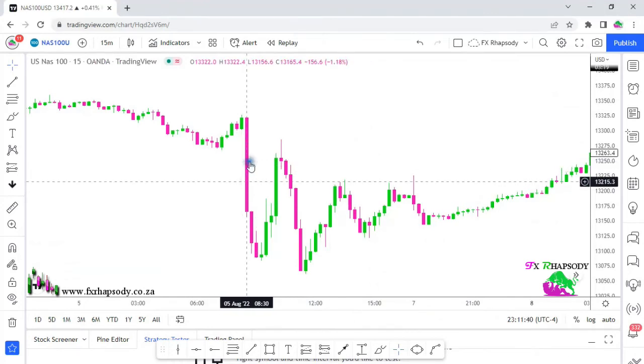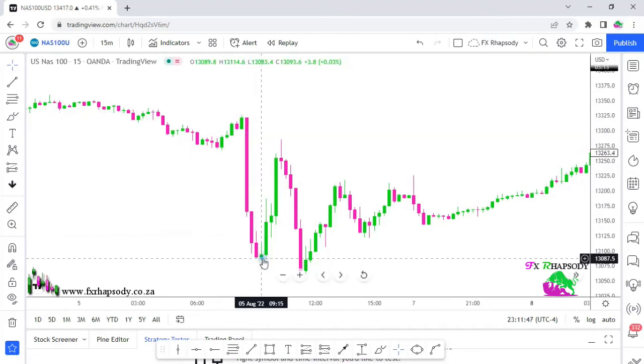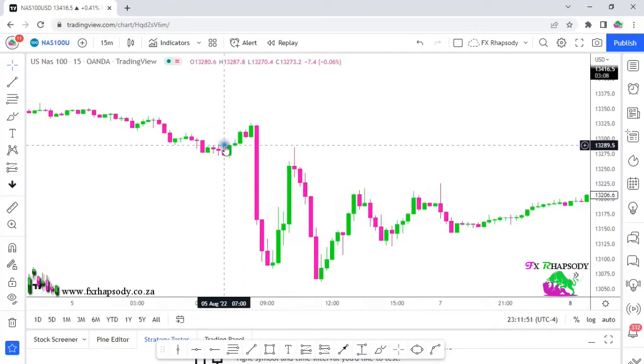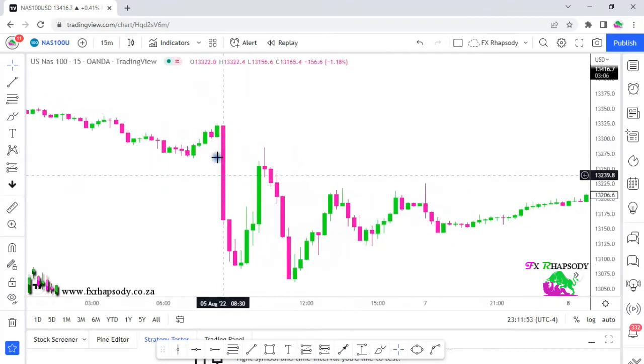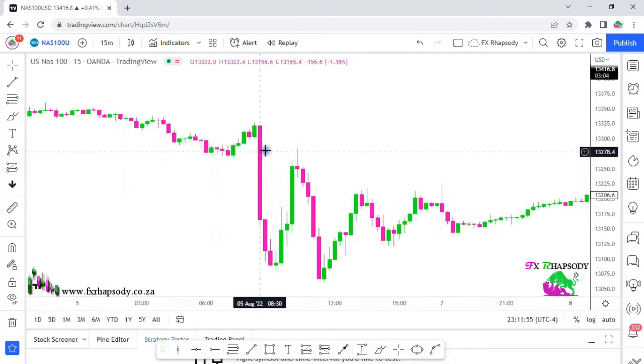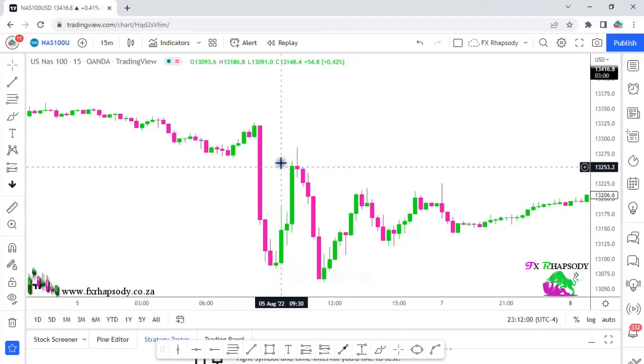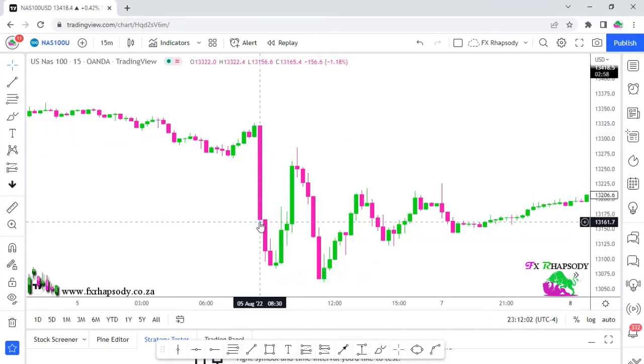The non-farm came out and the unemployment rate, and as you can see, you've got a huge spike in the market. All right. So, for instance, if you were in a buy trade in Nasdaq leading up to this news event, look at this big push to the downside. Okay, look at this big movement. You would have been tapped out automatically.